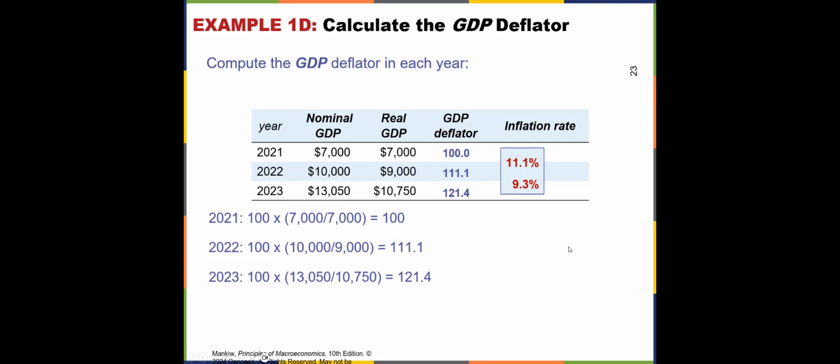So how do we calculate 11.1%? Let's do it together. We want to know the inflation rate in 2022. I'm taking the GDP deflator in the last period, 2022, 111.1, minus the previous year's GDP deflator, 100, divided by the previous year's GDP deflator, times 100. This difference is 11.1 divided by 100 times 100, so you will see 11.1%. So the inflation rate is 11.1%. And you can use this formula to calculate the 2023 inflation rate.